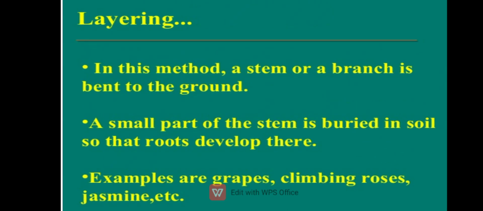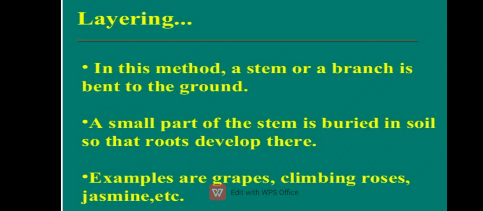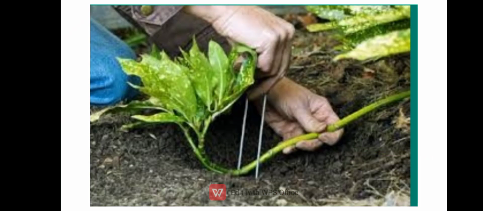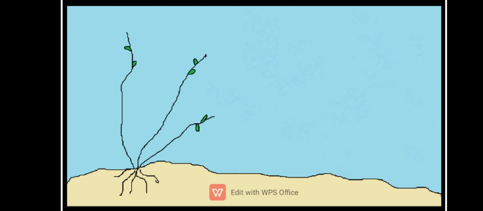Now, in this method, a stem or a branch is bent to the ground. A small part of the stem is buried in soil so that roots develop there. So, this portion is buried till a root is developed. Examples are grapes, climbing roses, and jasmine. So, this is the process.